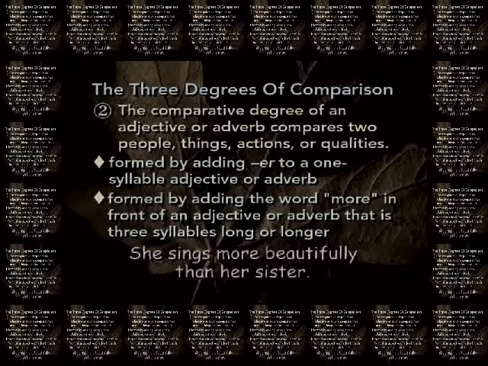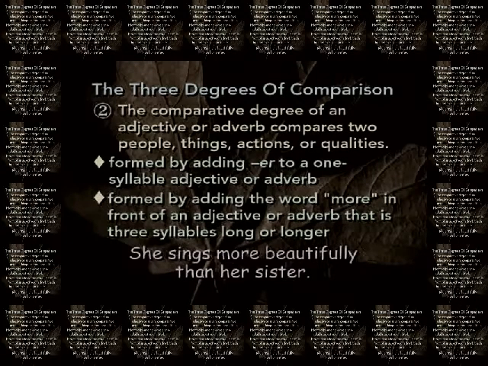And one more example. She sings more beautifully than her sister. Here again we have a comparison of two people, she and her sister. And we've taken the positive degree of the adverb beautifully and turned it into the comparative degree by adding more in front. Remember, we would use the word more in front of the adjective or adverb when it's 3 syllables long or longer.